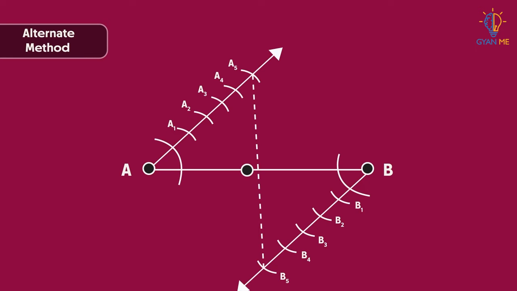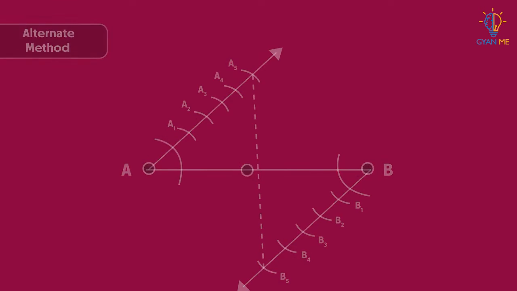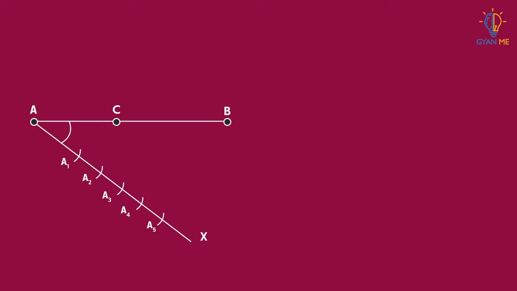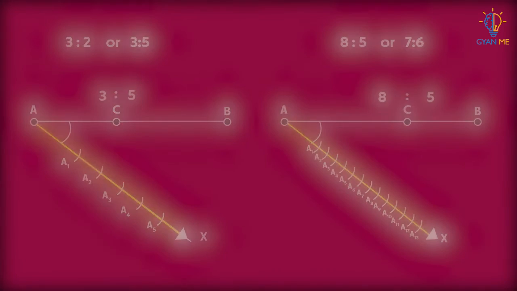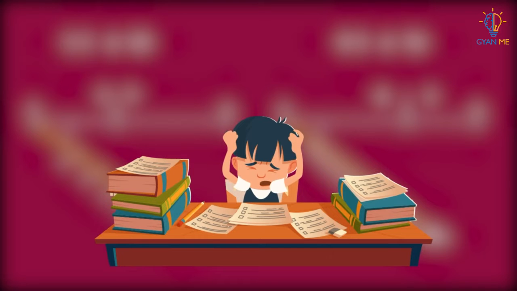We require knowledge of this method because every time we may not get ratios as small as 3:2 or 3:5. In fact, sometimes we may be asked to divide a line segment in ratio 8:5 or 7:6 and so on. In such cases, making equal segments on a single ray becomes tedious and difficult.